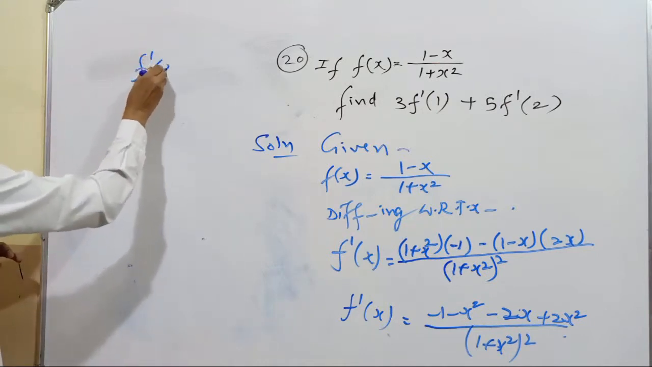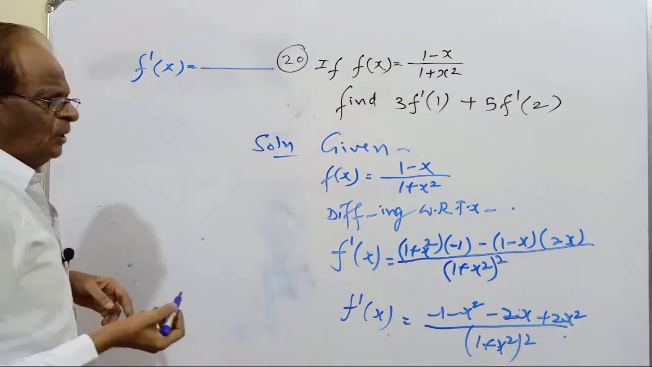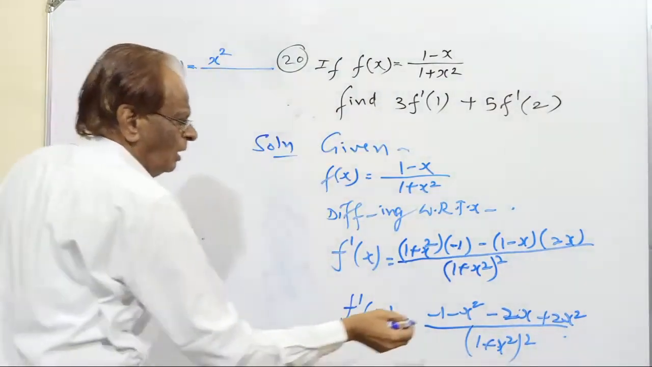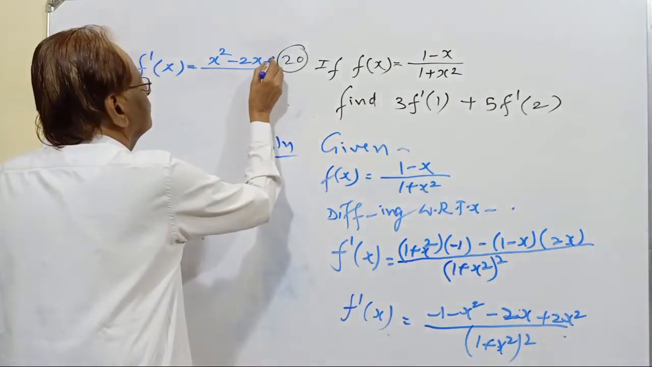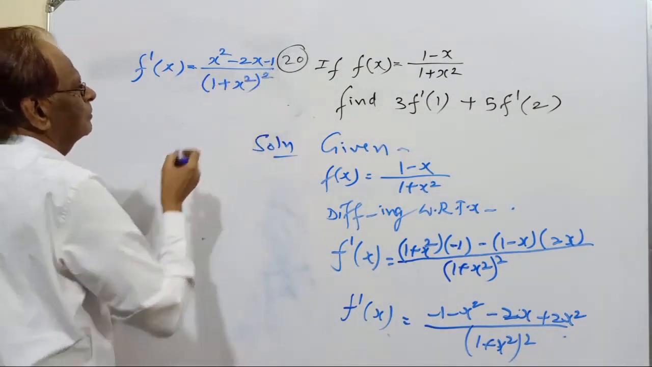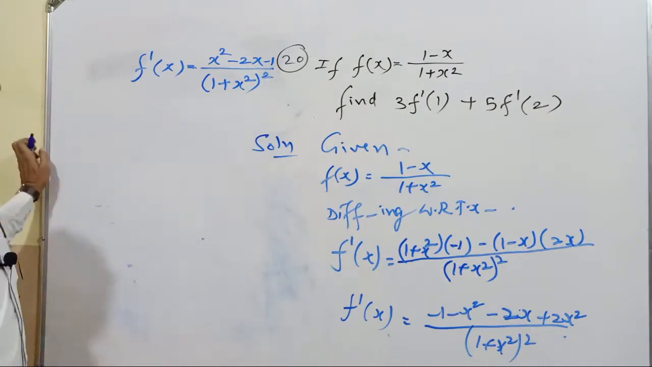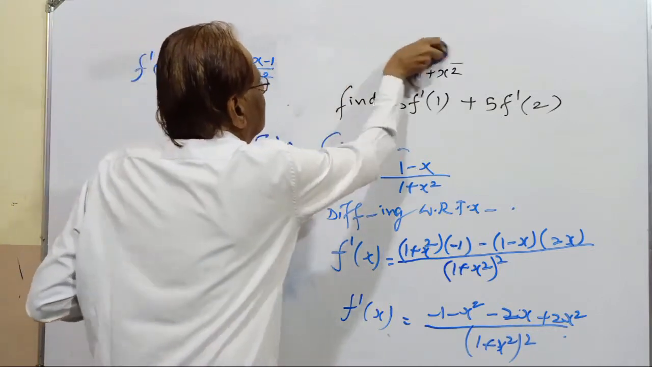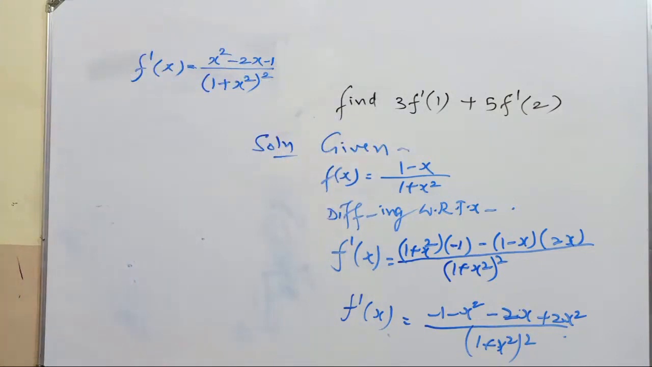F dash x equal to x squared minus 2x minus 1 by 1 plus x squared whole square. This is the general dy by dx.